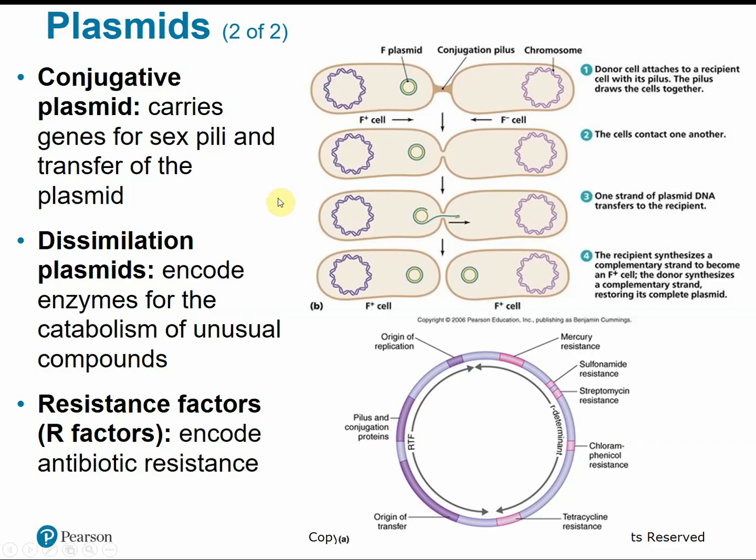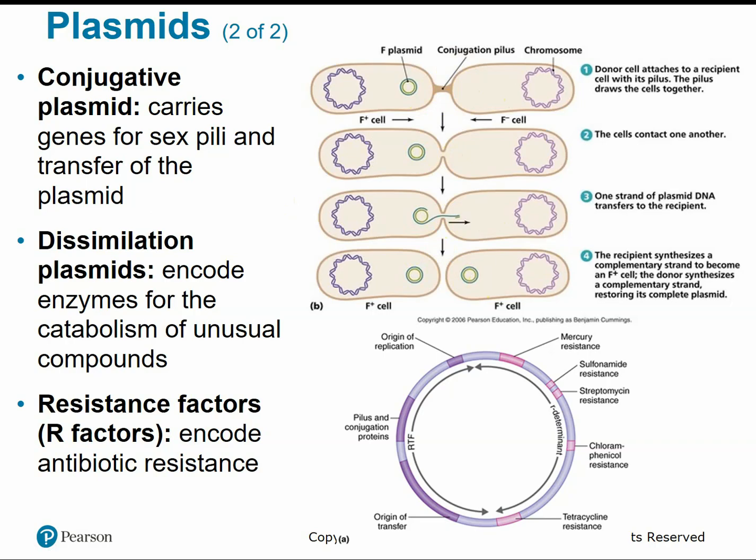Conjugative plasmids are going to carry the genes for those sex pili and the ability to transfer the plasmids. So that conjugation pilus, we have to make this mating bridge, or this physical contact, for the genetic material to pass from one cell to the next.